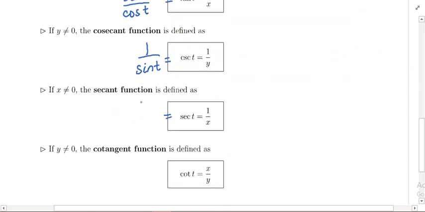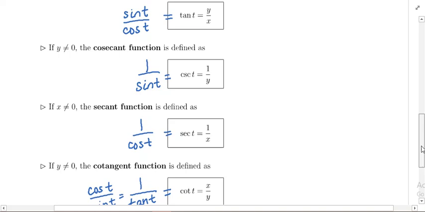Secant is the same thing as 1 over cosine, and since cosine corresponds to the x coordinate, you can write secant as 1 over the x coordinate. Lastly, we know that cotangent is 1 over the tangent. That is the same thing as flipping the tangent. Tangent is sine over cosine, so that means cotangent is cosine over sine. And since the cosine is the x coordinate and the sine is the y coordinate, you can also think of cotangent as x over y.